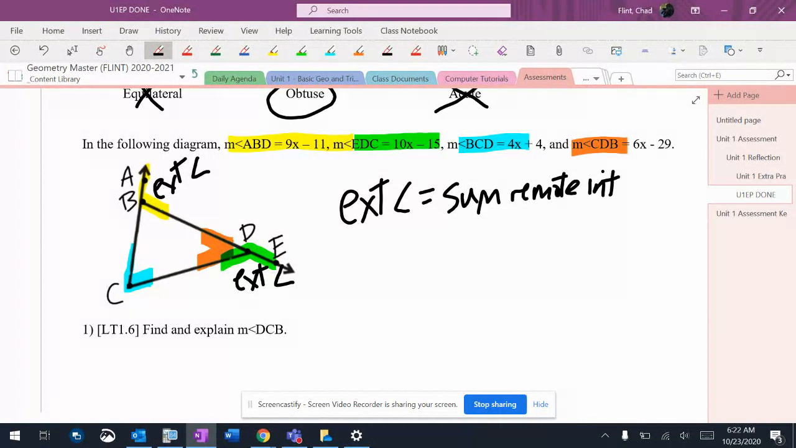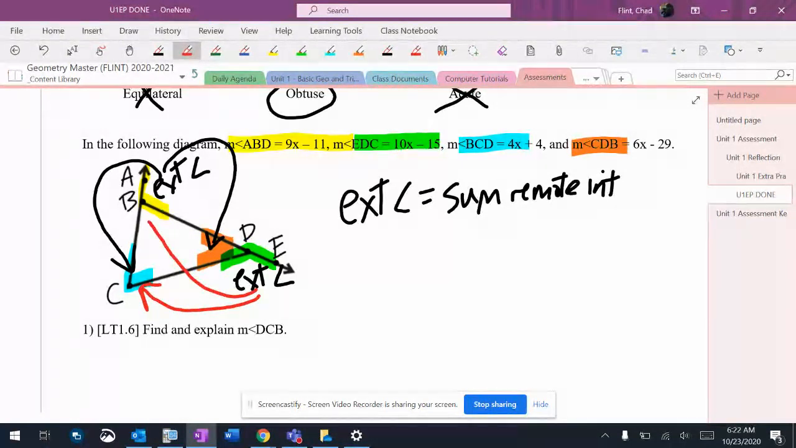If I look at this yellow exterior angle, that's inside and away from, and so is that. If I look at the green one, this blue one is remote interior, but then it would be this one right here that I don't know. So that means I'm not going to use this exterior angle in this problem. Not necessarily in the problem, but in the equation, I'm not going to use it.